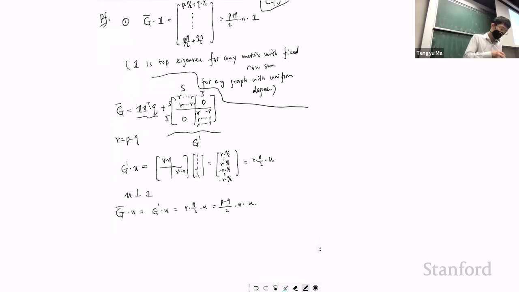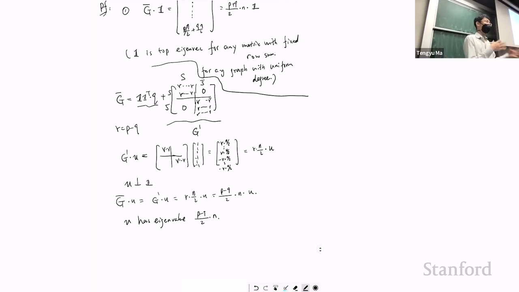Okay, so that's why U has eigenvalue (P minus Q) over 2 times n. I think the main point is that after you subtract off this background, G prime is block diagonal. And this means that the eigenvectors align with the blocks. I think this is the fundamental thing that we are looking for.